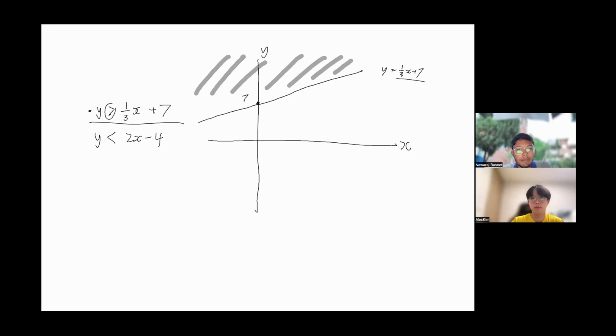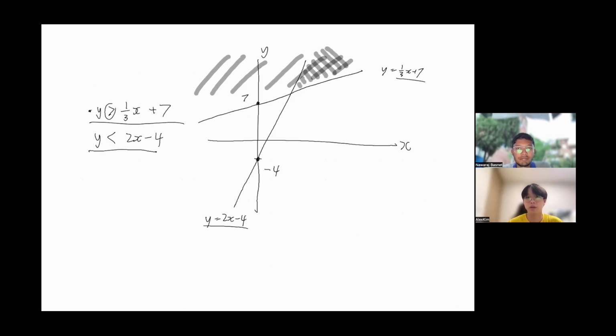So let's graph the second one also. Let's first graph y equals 2x minus 4. Let's say minus 4 is here. Then 2x will be like this. So this will be y equals 2x minus 4. And we need the y to be less than this value, so it must be lower, which is this down area.